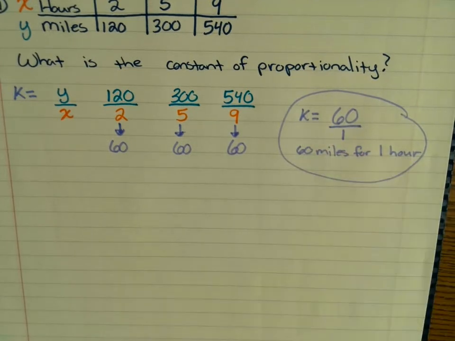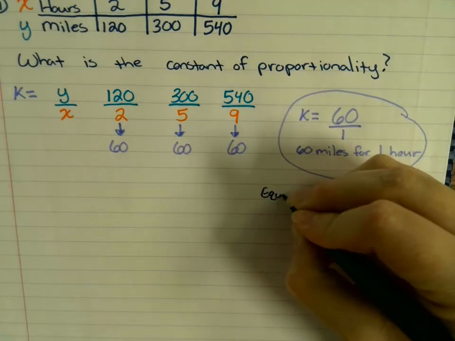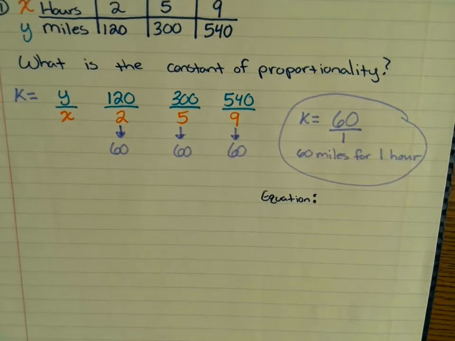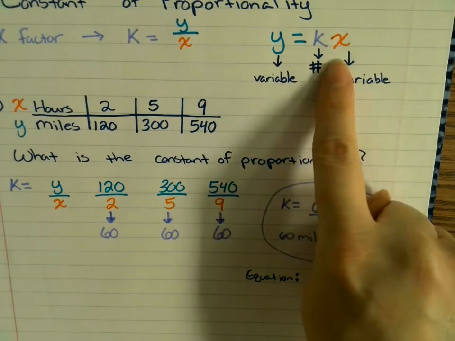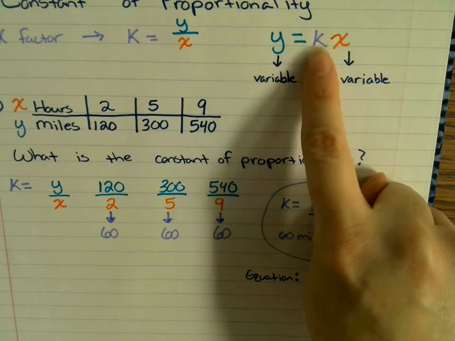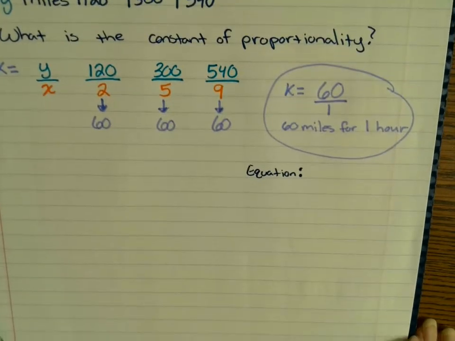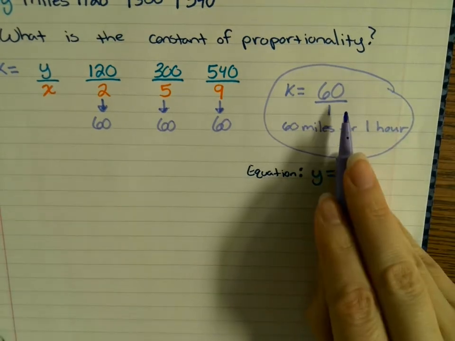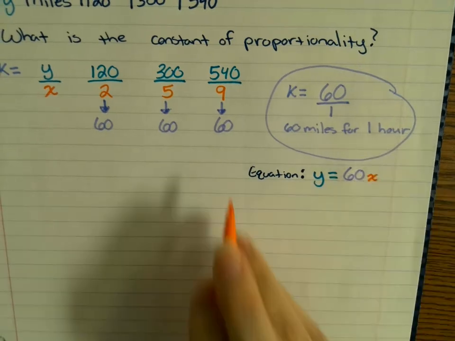Now, if I wanted to write this as an equation, again, if we reference back up here, this is how the equation gets written. Y is equal to kx, where k is just a number. Y and x stay as y and x. So when I'm writing it out, it's going to be y is equal to 60x. That would be the equation.